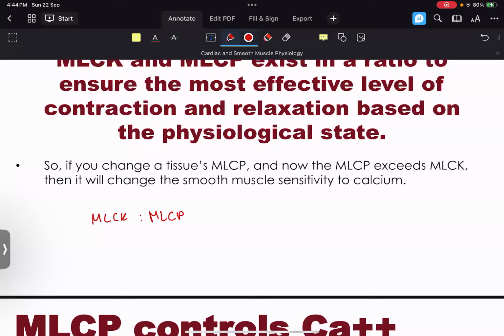So if you affect this ratio, let's say you give them a drug and it increases the amount of MLCP in this specific tissue, then that means, generally speaking, when you're trying to contract, the calcium sensitivity of this tissue is now low. It's not very sensitive to calcium. Do you understand? Does that explain it better?